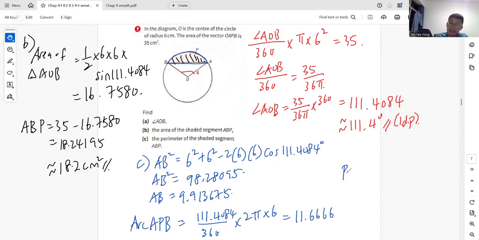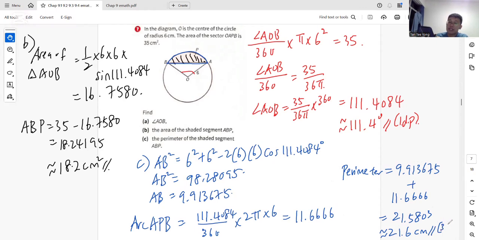Okay, so the perimeter equals 9.913675 plus 11.6666. Right, so that will give me the answer, 21.5803. Round off, 21.6 cm to 3 significant figures. Okay, yep, so this is it for question 7.